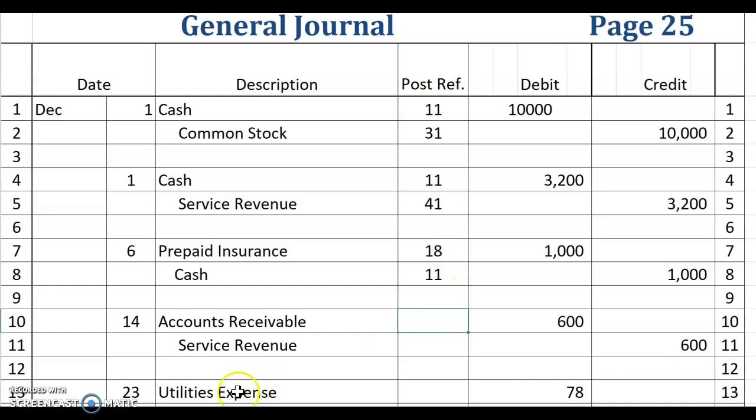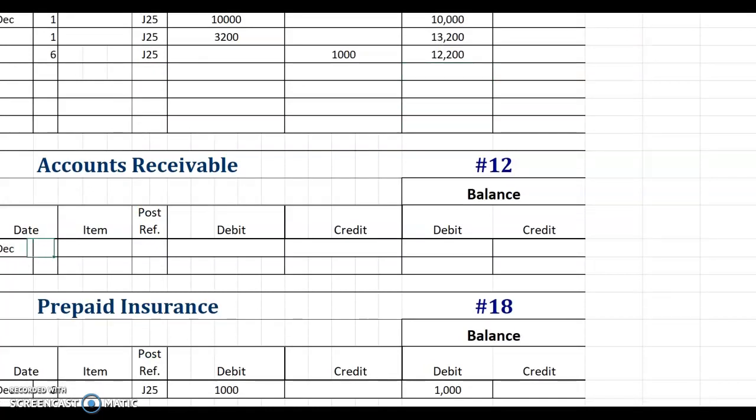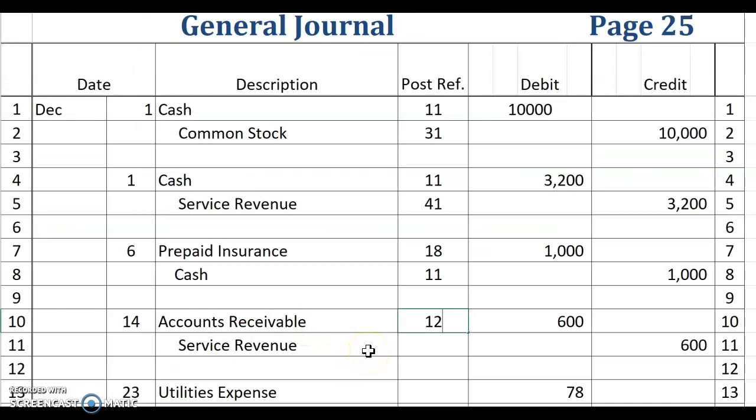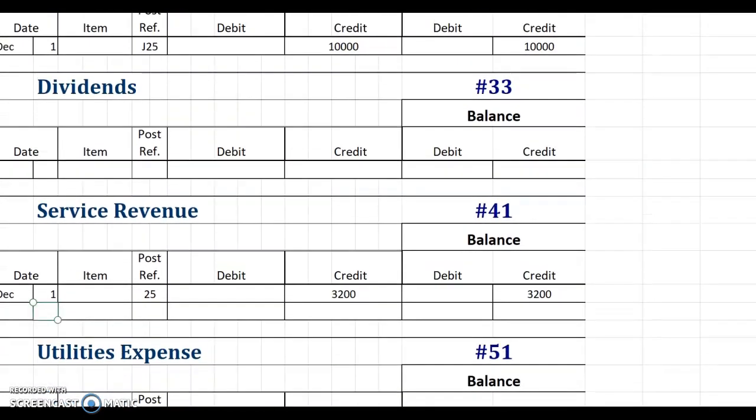Now we've got a debit to accounts receivable of 600 from the 14th. Skip the item column, J25. It's a debit of, what's that, 600? 600 debit balance. That's account number 12. Now we got to post a 600 credit to service revenue. J25. This one should say J25 too.